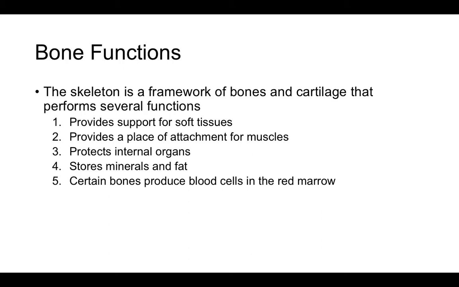It stores mineral and fat. This is where we have yellow bone marrow, which stores fats and allows for shock absorption in your long bones, as well as minerals, calcium, phosphate, on and on.